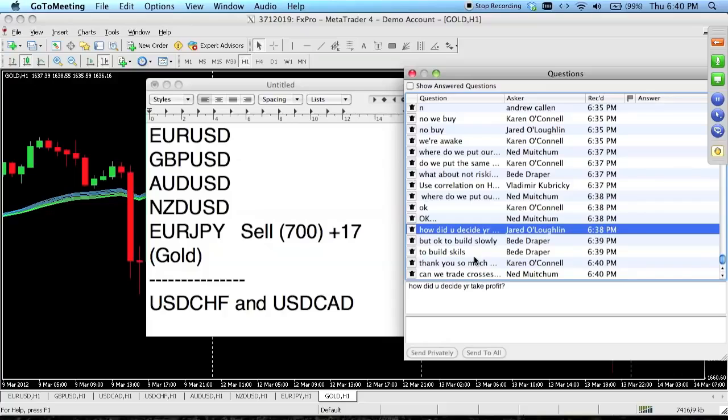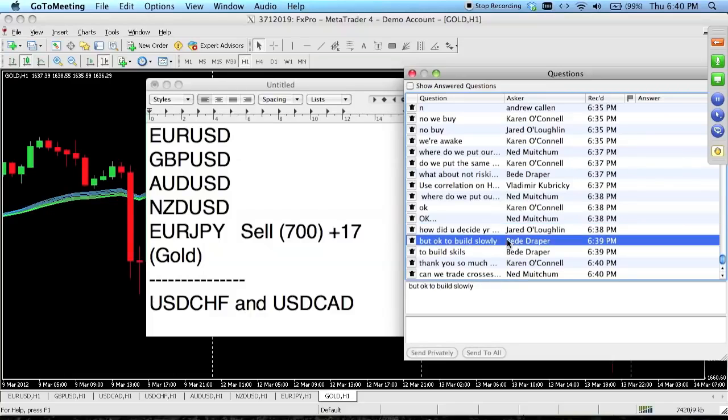Jared, how did you decide your take profit? 1:1 ratio. If your stop is 17 pips away, your take profit is 17 pips away. The moment any of those touch, exit everything.